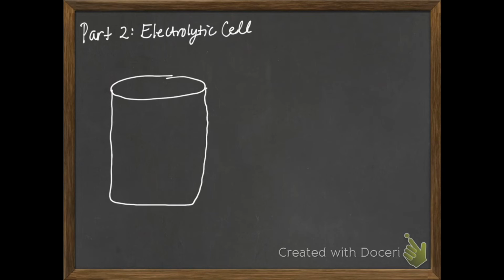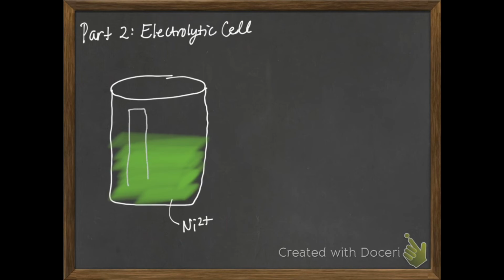So we have a beaker, and in that beaker we are going to put a green electroplating solution. So the solution is green, and the reason it's green is because it contains nickel 2+ ions. This electrolytic cell also needs to contain a cathode and an anode, and so these are two pieces of metal. So this is our nickel piece of metal here, and then we also have a piece of copper metal.